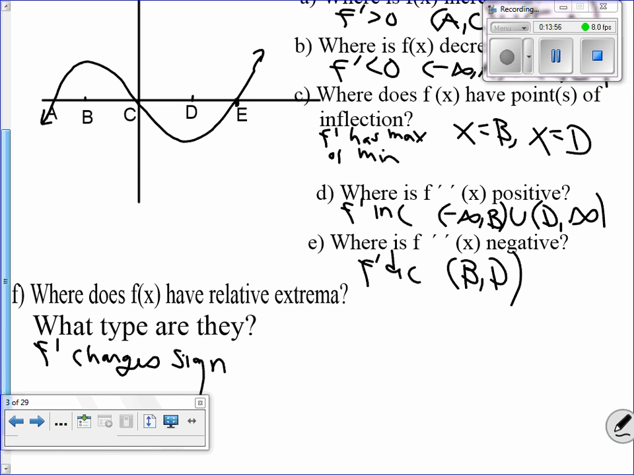What do you think? A. Yeah, it's a C. X equals A, X equals C, X equals E. Very good. Change of sign at each of these.